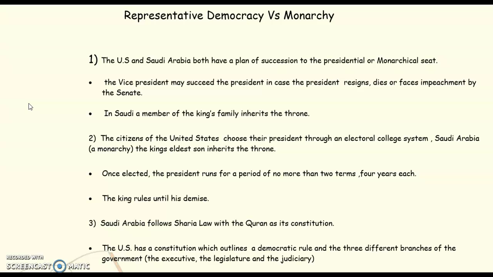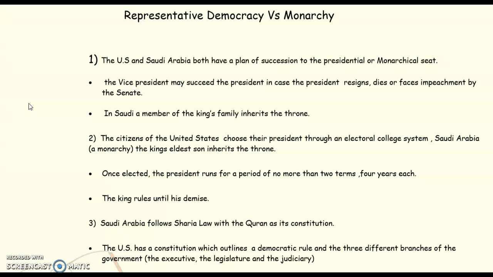The citizens of the United States get to choose their president through an electoral college system. In Saudi Arabia, a monarchy, the king's eldest son inherits the throne. In the United States, once elected, the president runs for a period of no more than 2 terms, 4 years each. Taking this current election for an example, if President Trump were to win, then he gets to run for office in a second term. However, if he does not win, then Joe Biden becomes president. And in Saudi Arabia, the king rules until his demise. Until he passes away, he stays in power.